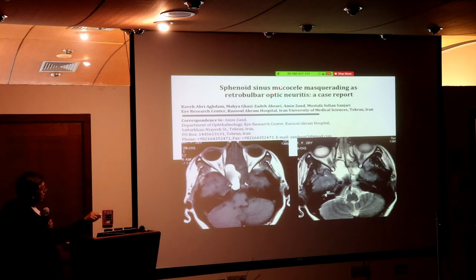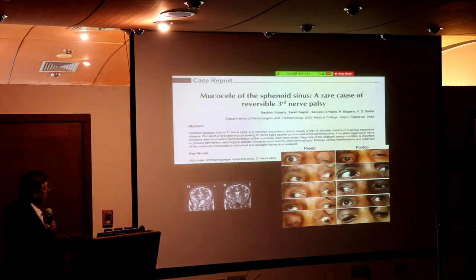Sphenoid sinus mucocele masquerading as retrobulbar optic neuritis. These are papers. Look at this going into the orbit. It will press on the optic nerve, cause ischemia or infection, and the patient will have loss of vision just because nobody diagnosed sphenoid sinus mucocele.